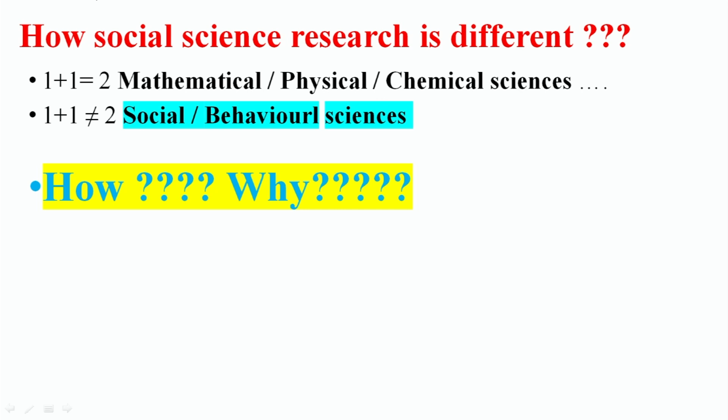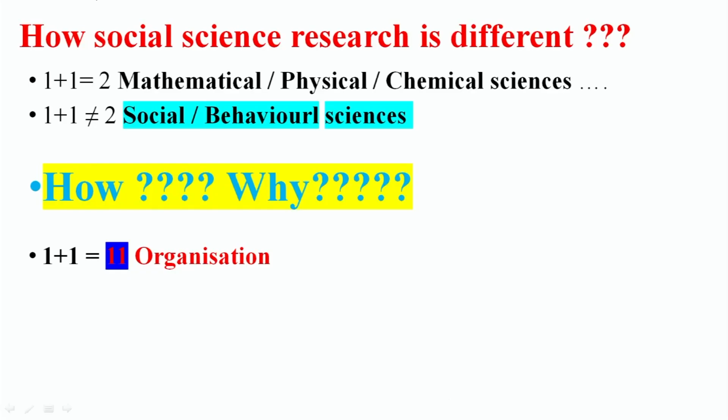Why? I will be telling you some of the basic facts. I hope you are all aware of this, or you might have discussed these things in one context or another, but let us understand it. 1 plus 1 may become 11 in social sciences. When does it become 11? When we take teamwork, or when we look into an organization, bringing people together. If 2 people come together, definitely the strength is going to increase. So, that is why we say that 1 plus 1 may become 11.